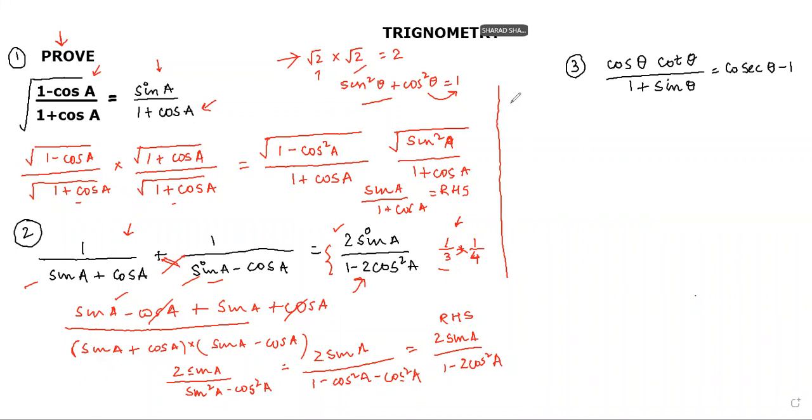Yeah. So question number 3 says that on the left-hand side is given cos theta cot theta upon 1 plus sine theta. This is the left-hand side. And what we have to prove is that this is equal to the right-hand side, cosec theta minus 1. Now, if you remember that cosec is the inverse of sine.